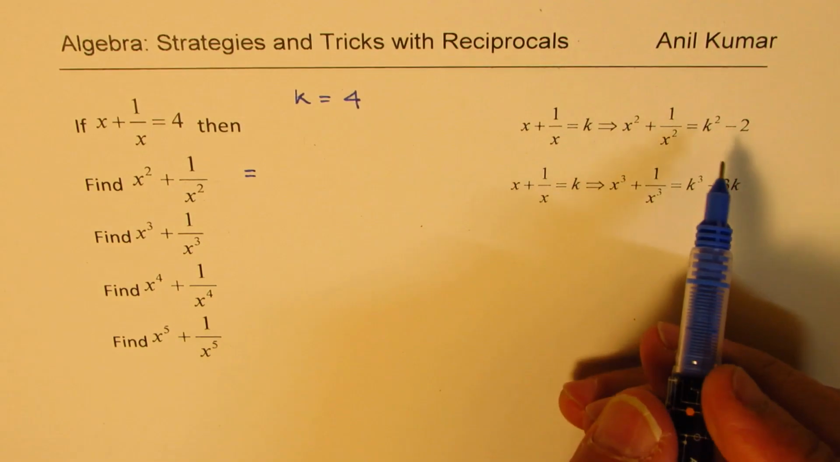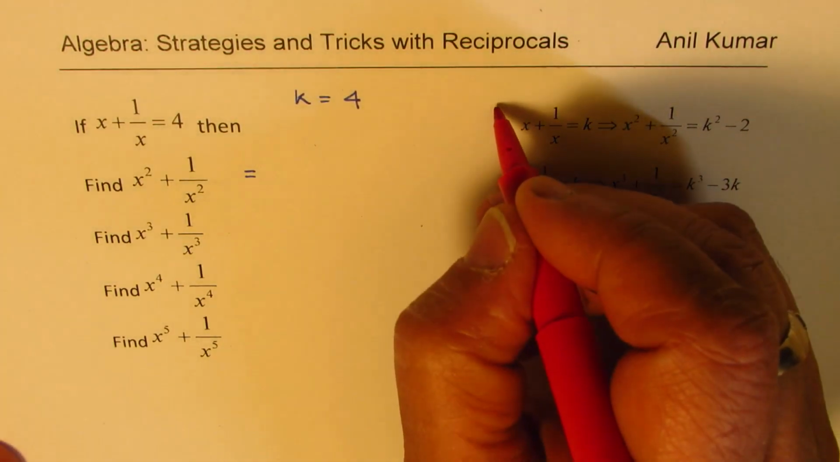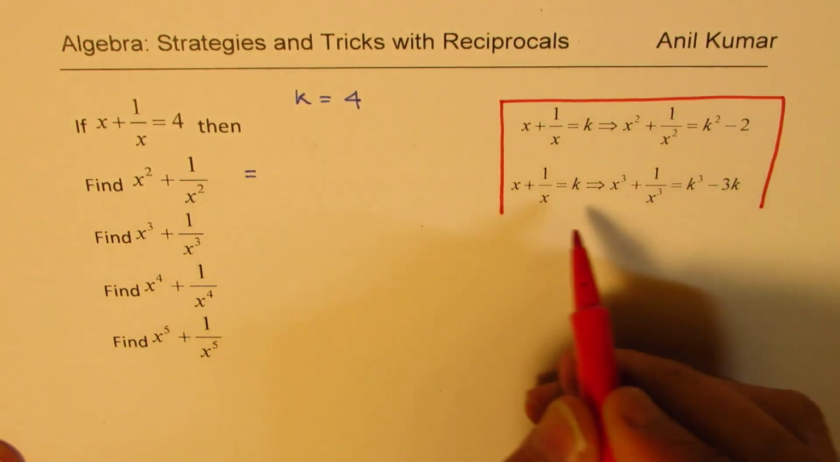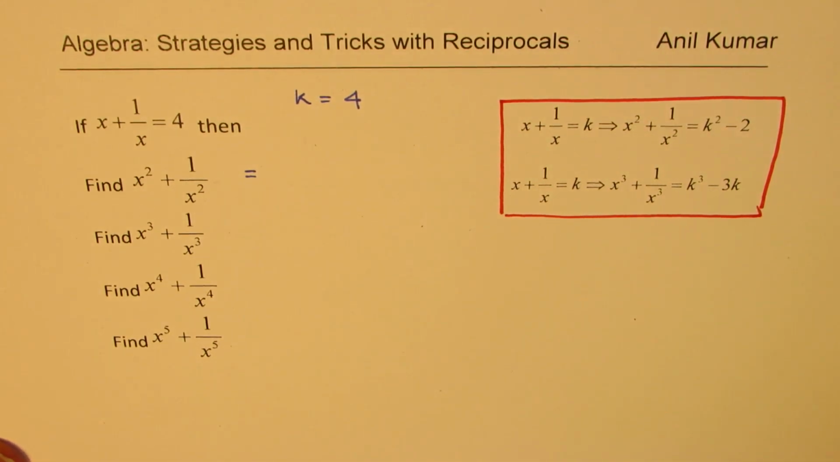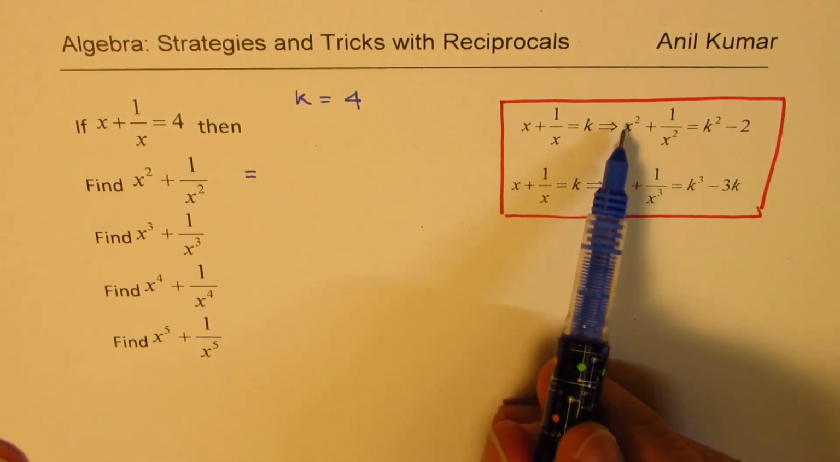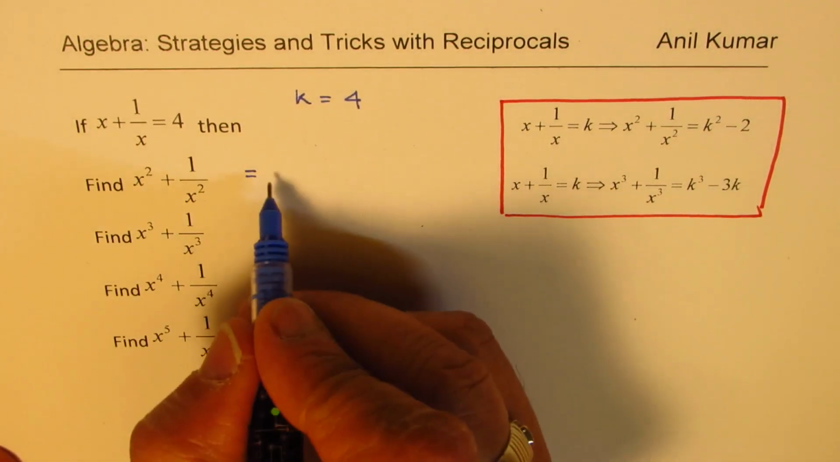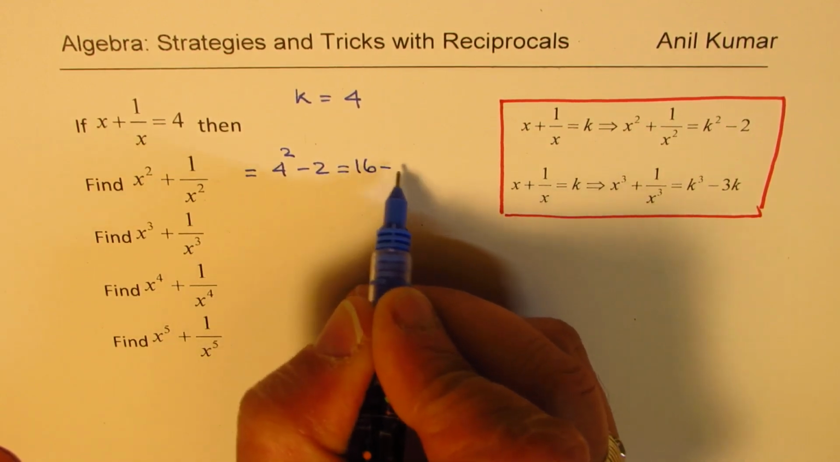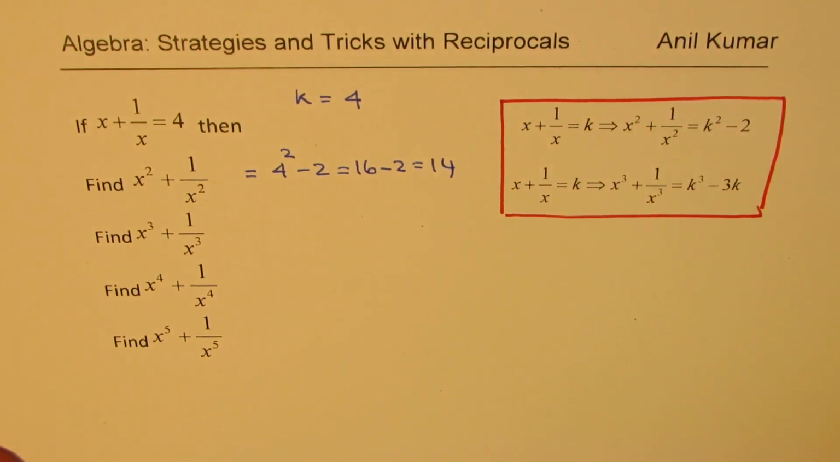Well, we can use these formulas, right? So what I've done here is rewritten these formulas here. We'll repeat it a couple of times so that you can always remember and use them when required. When you're talking about the square terms, it is k squared minus 2. So k is 4, so the answer should be 4 squared minus 2. 4 squared is 16, 16 minus 2 is 14. So that is the value of x squared plus 1 over x squared.